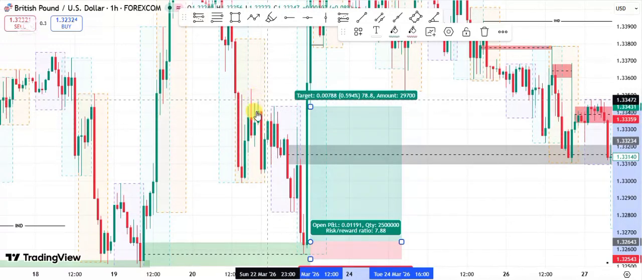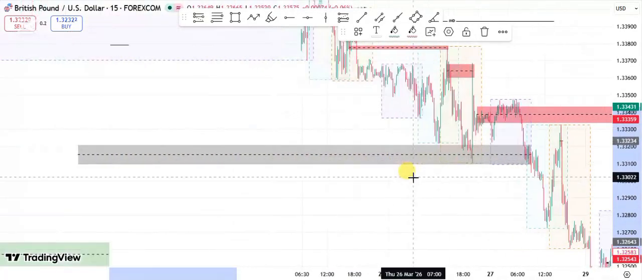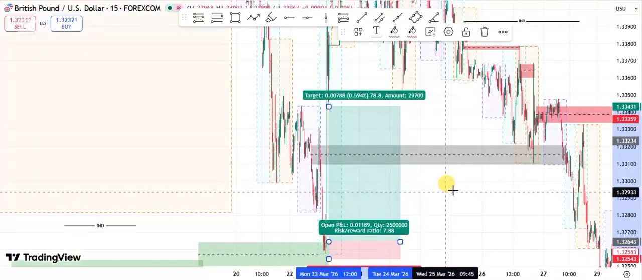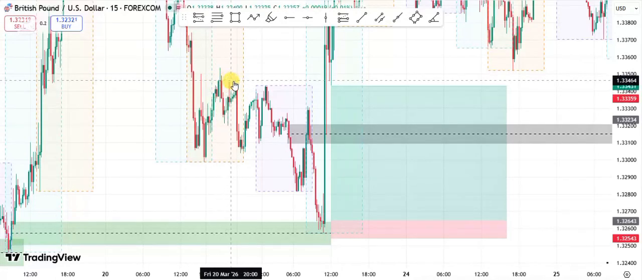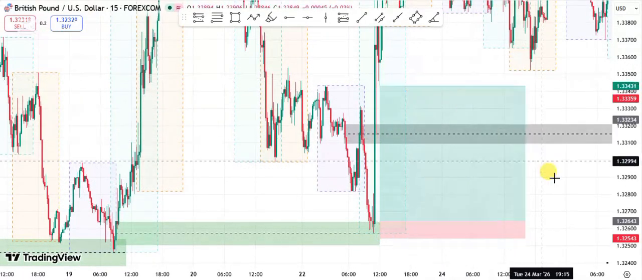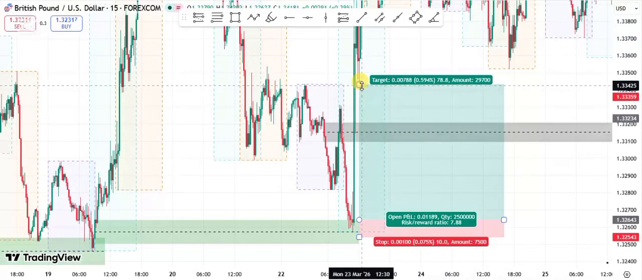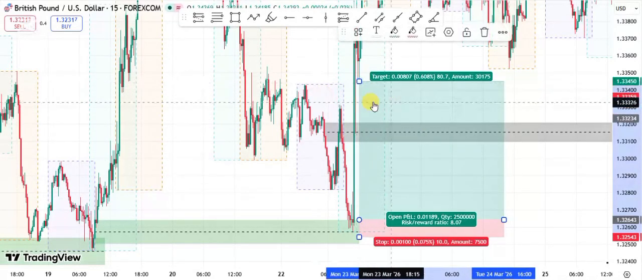Now you may not see that this is liquidity. If you go to the lower time frame, like the 15 minute time frame, then you will see that that zone was actually a pool of liquidity. So I knew that price would take it out. That was why I targeted that area. You know, in the forex market, you have to be greedy. I think it gave me 80 pips.